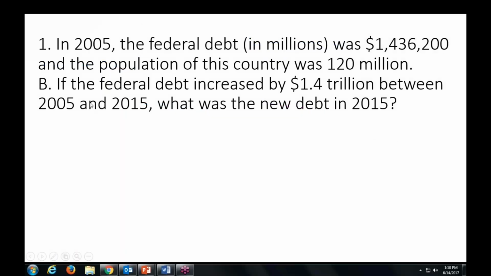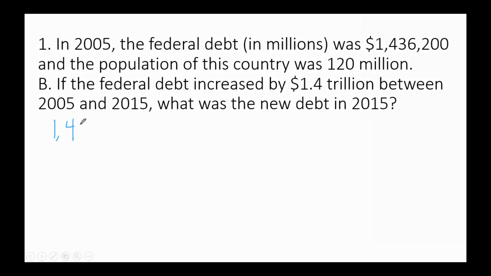Okay, so now we're still at the same part of part 1, federal debt and how many people, but now part B. It says if the federal debt increased by $1.4 trillion between 2005 and 2015, what was the new debt in 2015? All right, so let's think about this. Our old debt in 2005 was $1,436,200 million. And it increased. Increase tells us to add by 1.4 trillion.